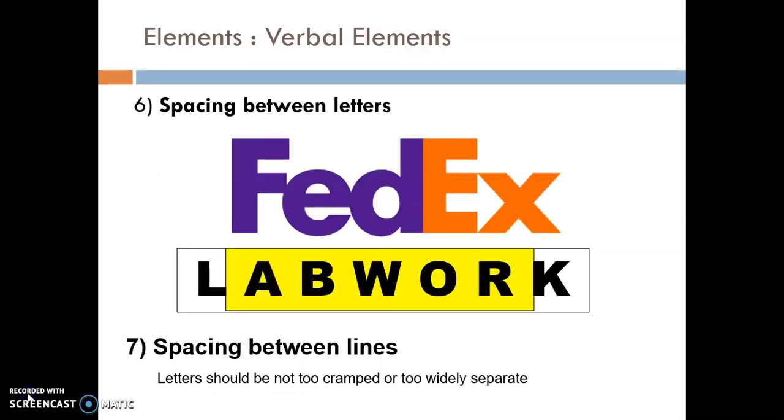Okay, number 6 is the spacing between letters. Consider optical spacing, like this FedEx or Lightworks logo. Estimate an equal amount of space between letters. The example of the E and the X in the FedEx logo creates an arrow within the negative space between them. And then the spacing between lines, letters should not be crammed or too widely spread. Text is more legible when separation is 1/2 times average letter height.